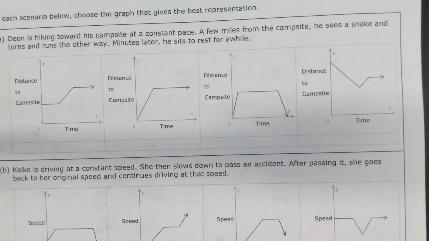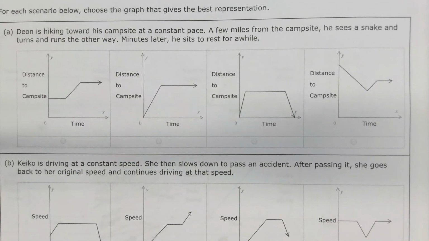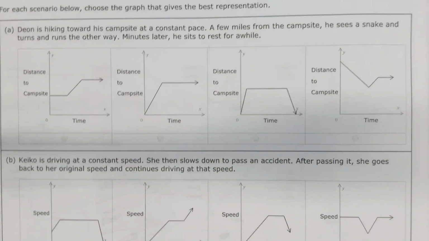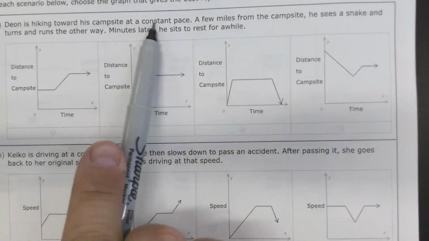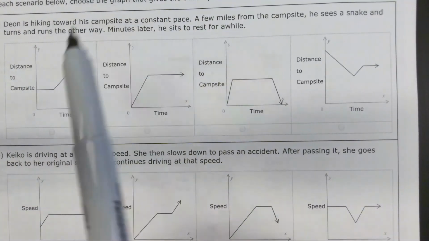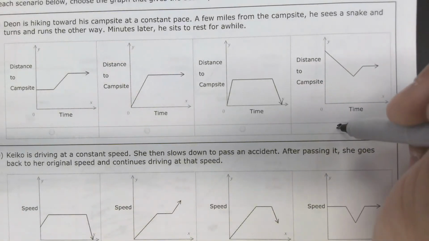So check out this one. It says that Dion is hiking toward his campsite at a constant pace. A few miles from his campsite, he sees a snake and turns and runs the other way. Minutes later, he rests for a while. Okay, so we got to think here. First thing is he's walking towards his campsite at a constant pace. So we got to be walking towards his campsite. So I guess there's only one choice there, right?